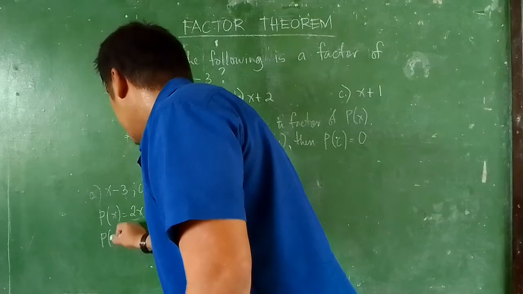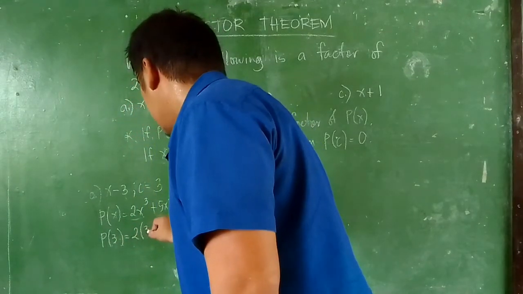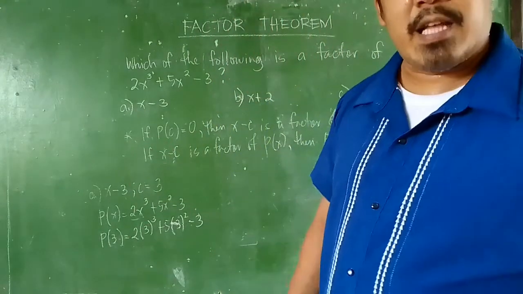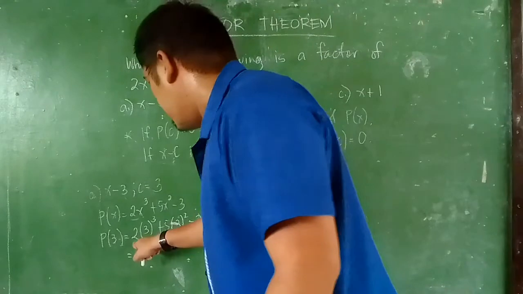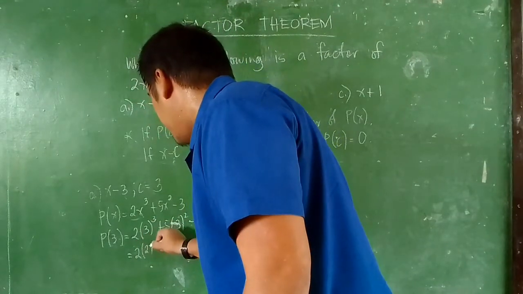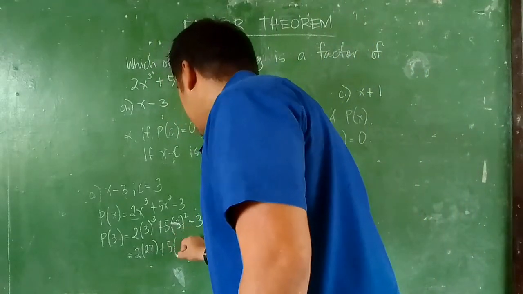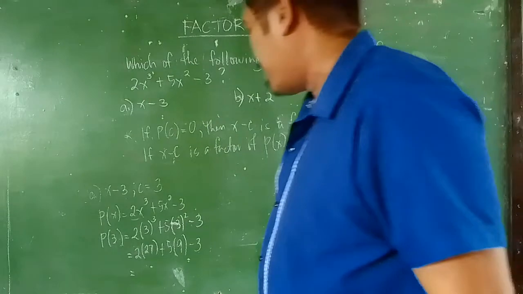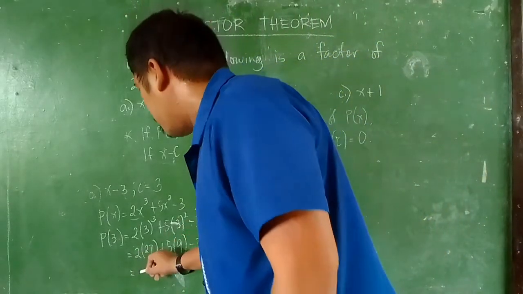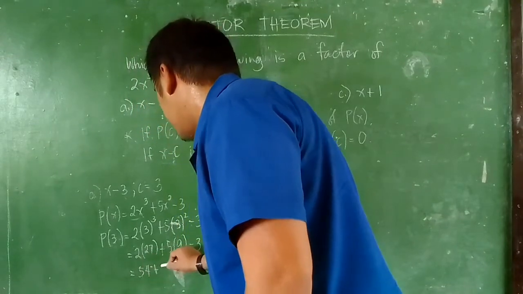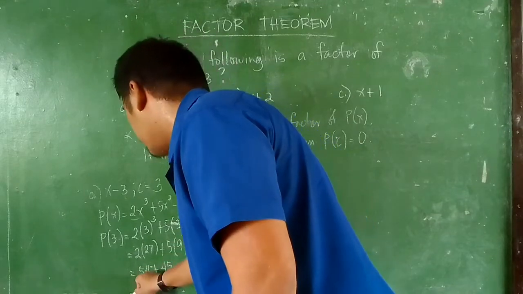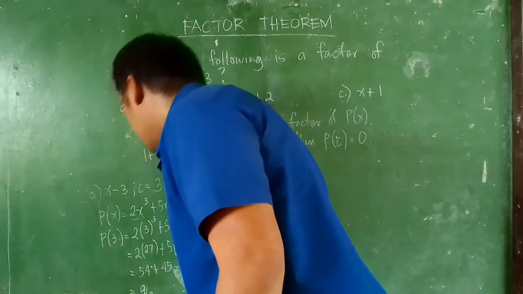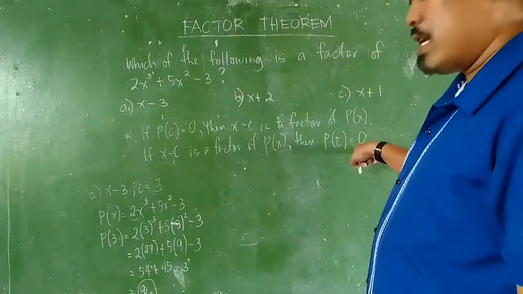Okay? So, we have now your P of 3, which is now equal to, substitute lang natin. So, 2 times 3 cubed plus 5 times 3 squared minus 3. I-evaluate lang natin. So, substitution lang yan. Then, check natin ngayon. So, this will be 2 times 27 plus 5 times 9 minus 3. Dito pa lang, medyo nakikita na natin na hindi siya magiging 0, no? 27 times 2 is 54, plus 5 times 9 is 45, minus 3. So, 54 plus 45 is 99, minus 3 is 96. So, lumalabas 96. So, hindi siya 0.